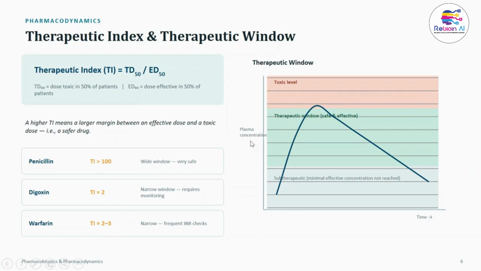You can see here the therapeutic window, with plasma concentration on the left side. This is the subtherapeutic region, where the minimal effective concentration is not reached. Once the drug is given at the initial point, the concentration rises over time. This is the therapeutic window, the safe and effective region. Above this region is the toxic level. Once the concentration crosses it, it shows toxicity. That is why some drugs require frequent monitoring and some do not.